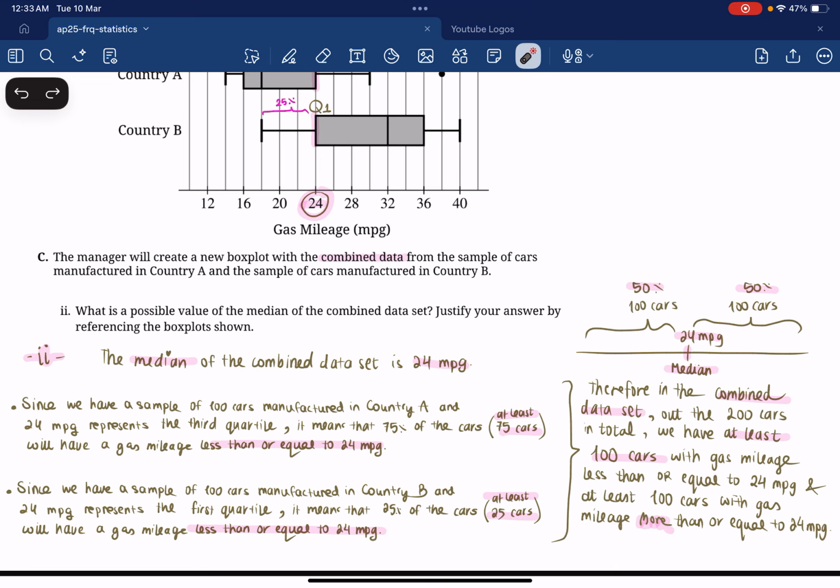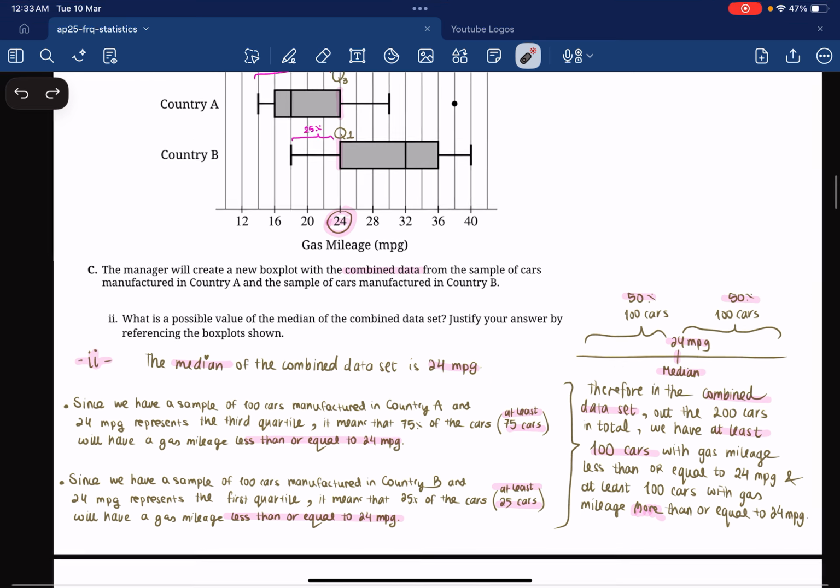So that means if the total number of cars is 200 in the combined data set, and you have 100 cars to the left of it, and 100 cars to the right of this value here, then by definition, 24 miles per gallon is going to be the median of my combined data set. So the median of the combined data set is 24 miles per gallon, and this is the justification. Okay, so all this is the justification.